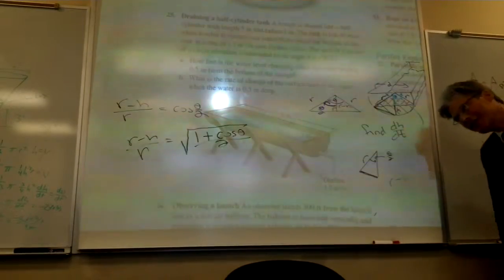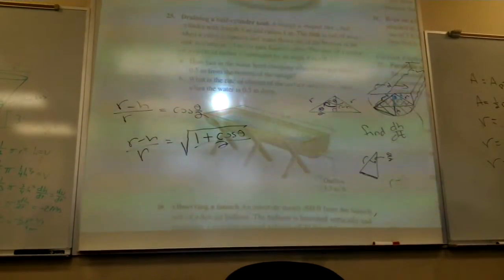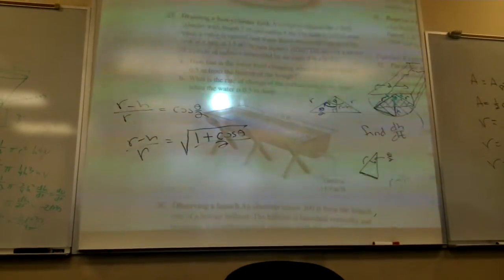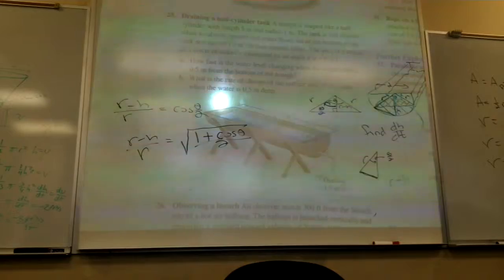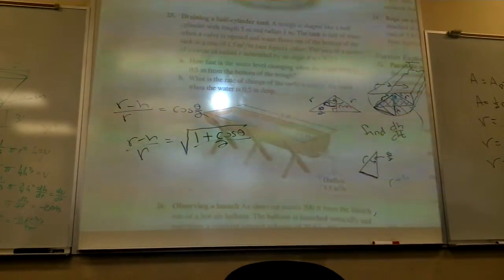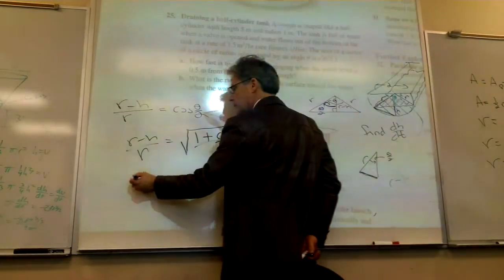I want a yes or no answer. Can I replace this cosine of theta with an expression involving r's? I misspoke, involving h's. Do you have to solve? No, but answer my question. Can I replace the cosine of theta with an expression involving h's? Yeah, just multiply by r and then subtract the other r. Too much work. No, just square both sides.